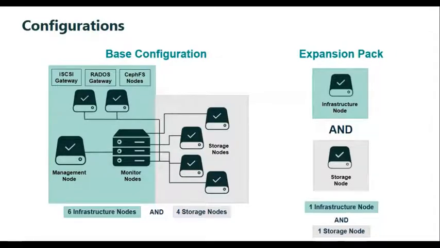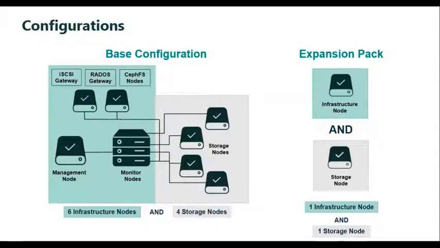Beyond that, we have 6 infrastructure nodes. These infrastructure nodes are mainly my monitor nodes, my gateway nodes, and management nodes. These nodes would be scaled only if I'm trying to roll out a new protocol, or if I'm trying to accommodate a sudden increase in the number of concurrent users. That's where I'll start looking at growing the gateway protocols.